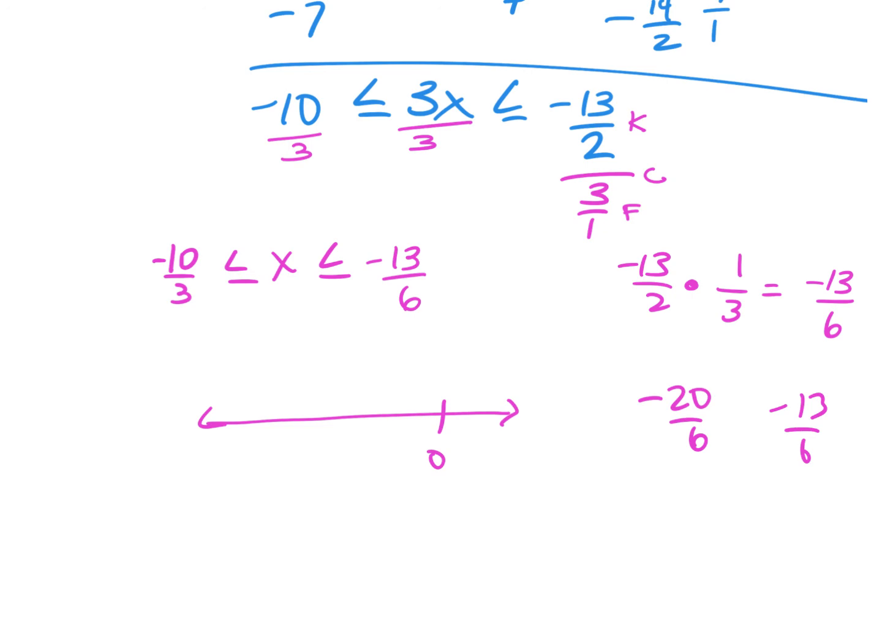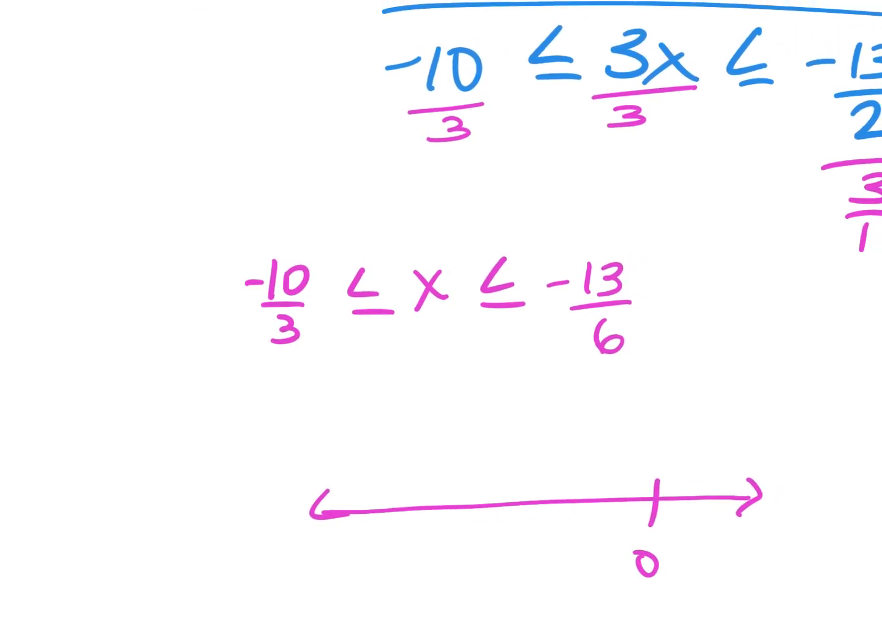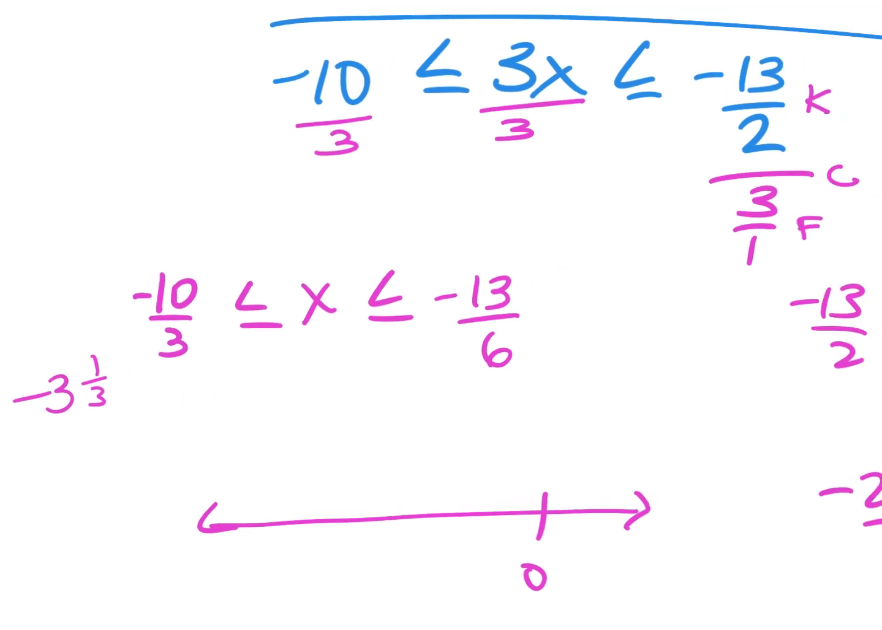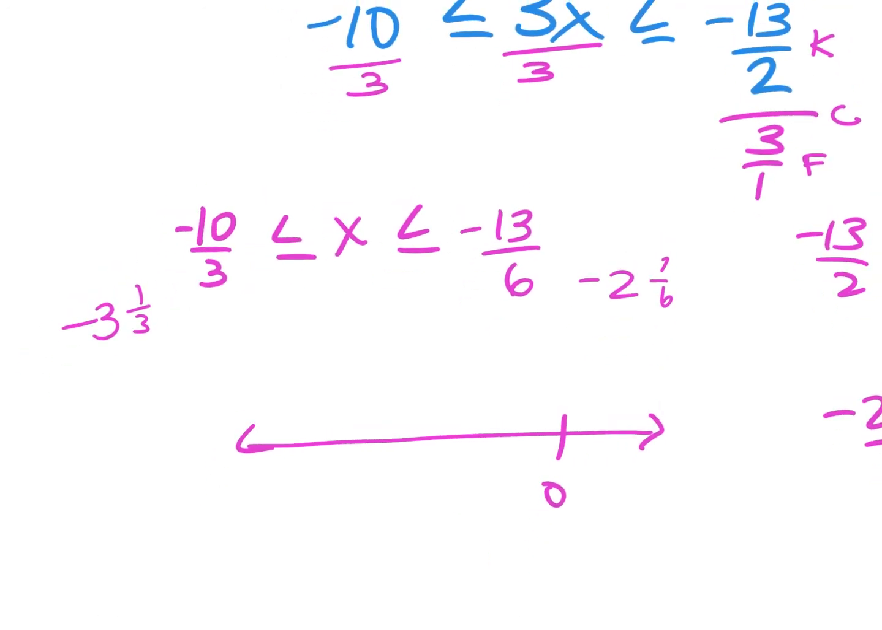Or you can say to yourself, okay, how many times can 3 go into 10? 3. Right? So it's negative 3 and a bit. It's 1/3. How many times does 6 go into 13? 2. So it's negative 2 and a bit, which is 1/6. Which number is smaller, guys? Look, this is negative 1. This is negative 2. This is negative 3. Which number is smaller? The negative 3 1/3. Negative numbers sometimes get us. So the negative 3 1/3 is here. The negative 2 1/6 is like here. And then where do we color?